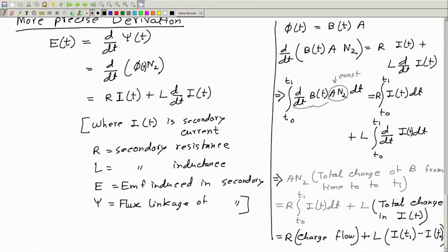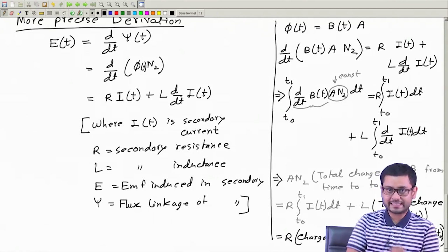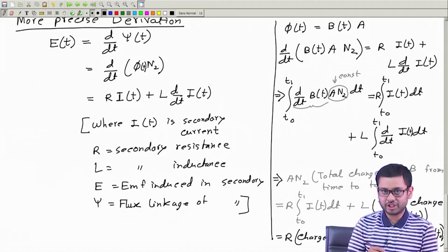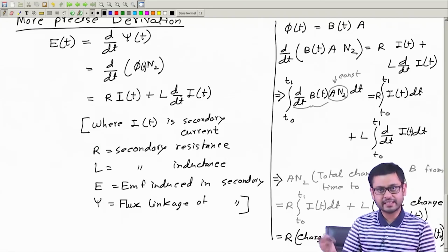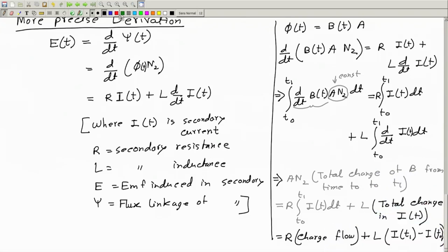Now this is equal to 0. Why? Because initially the secondary current was 0, and finally also the secondary current is 0, because secondary current flows only during the time when the primary current is changing, or when the flux is changing. Before that, that means before I open this switch, the secondary current was 0, and long after all the things got stabilized, the secondary current is again 0. So this term therefore is 0.